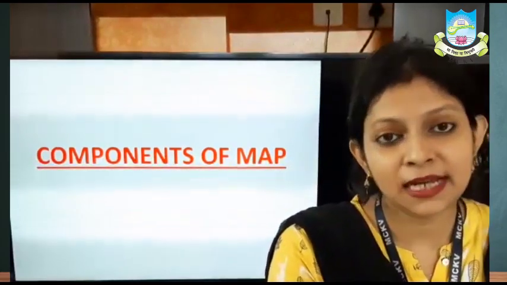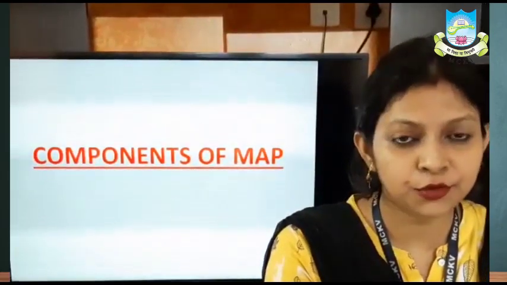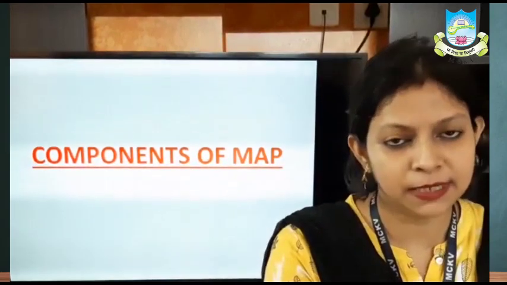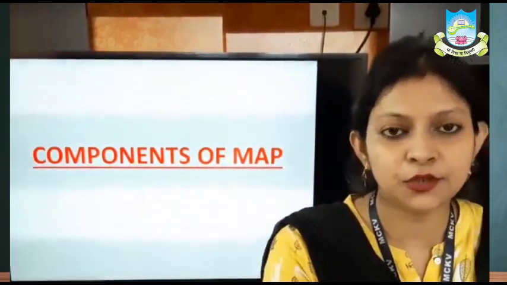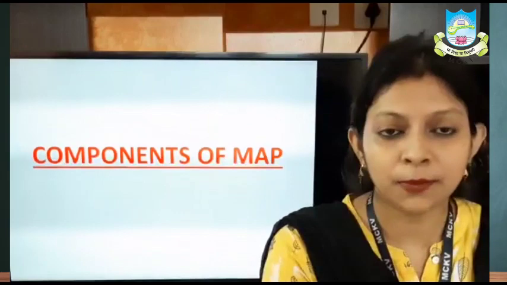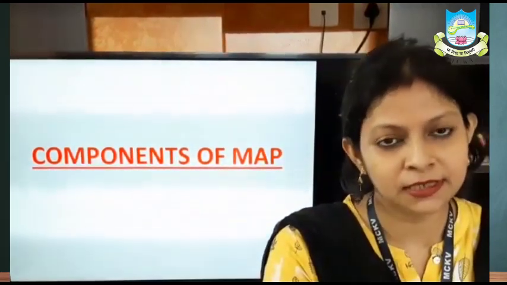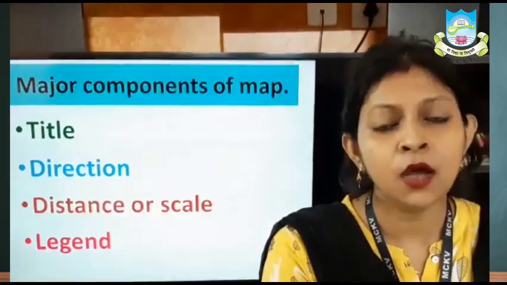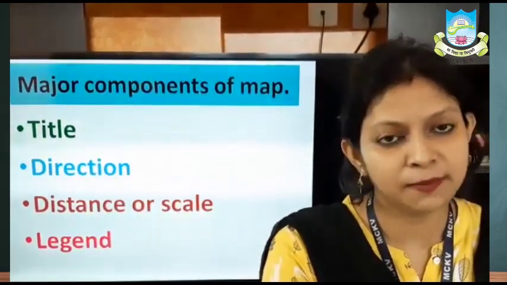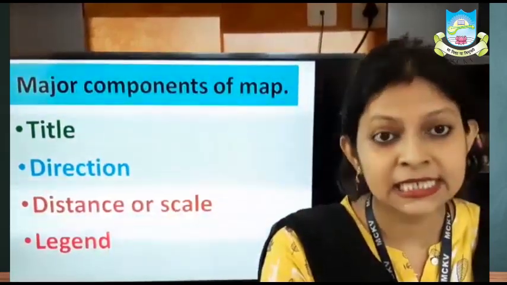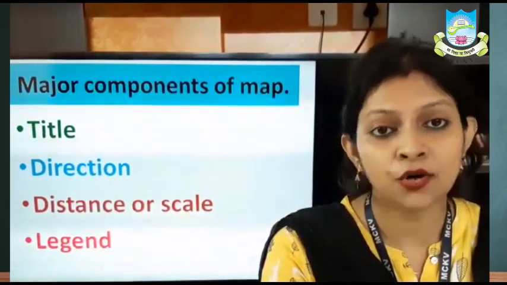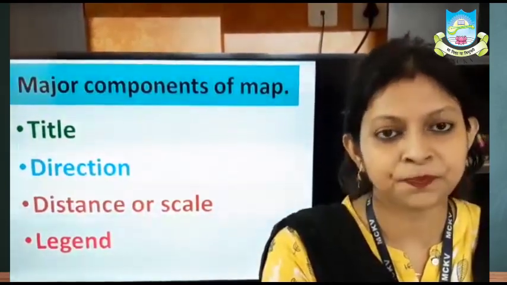Students, in my last video I have discussed with you about the topic types of maps. Today in this video I shall discuss with you about the topic components of map from the chapter map reading. So let us begin. What are the major components of a map? They are title, direction, distance or scale and legend.